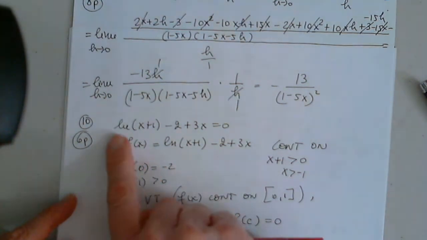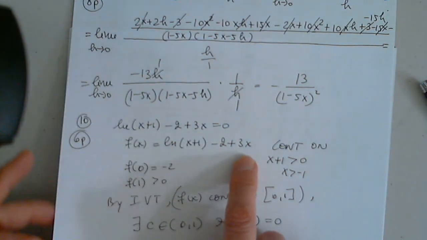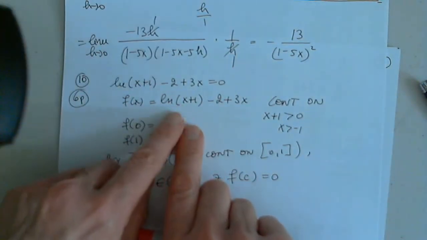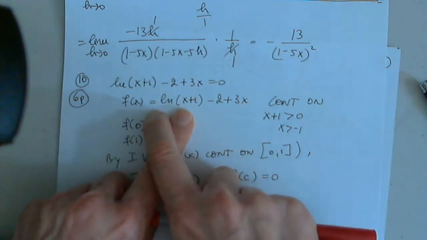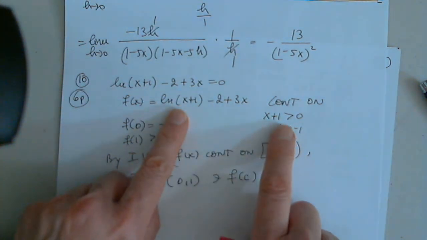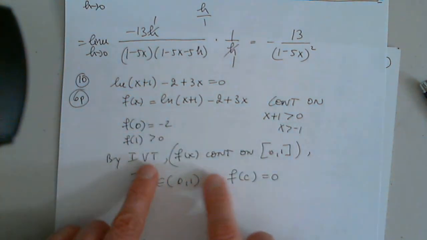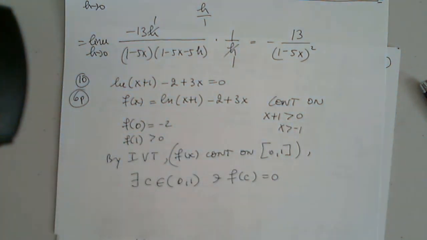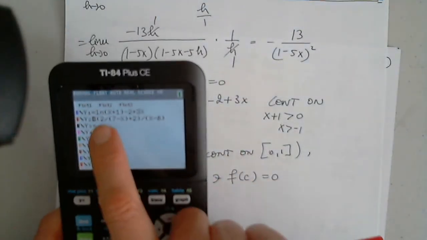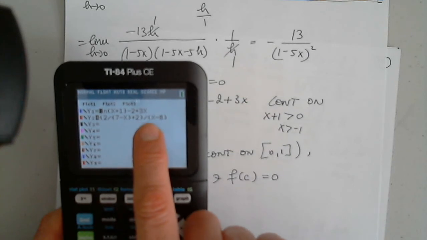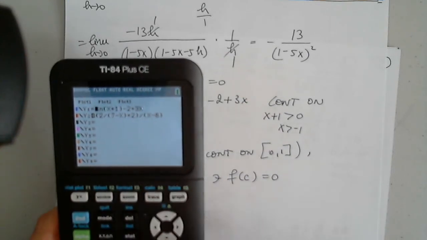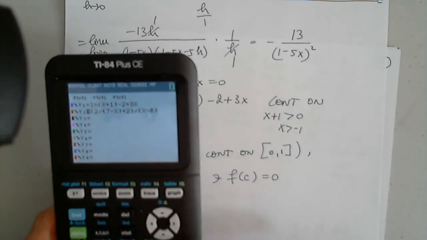So I created the function. I said it's continuous everywhere, anywhere where x plus 1 is positive, because natural log cannot be applied to anything but strictly positive numbers. So I found an interval 0, 1. I put the function in the graphing calculator: natural log of x plus 1 minus 2 plus 3x, and I plugged in numbers.